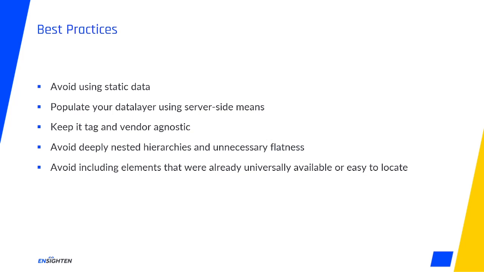Avoid deeply nested hierarchies or unnecessary flatness. The data layer structure can become confusing when you ignore good organizational planning. Only use as many hierarchies as are necessary. You want a data layer that's as flat as it can be without being so flat that it has one layer and everything is difficult to find due to similar naming. Avoid including elements that were already universally available or easy to locate. Examples of these would be elements like the current page URL or its referrer.